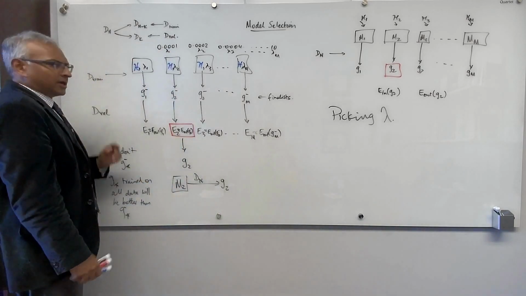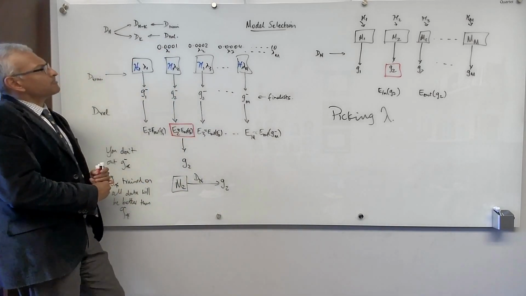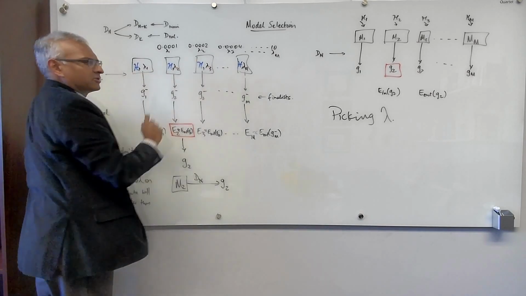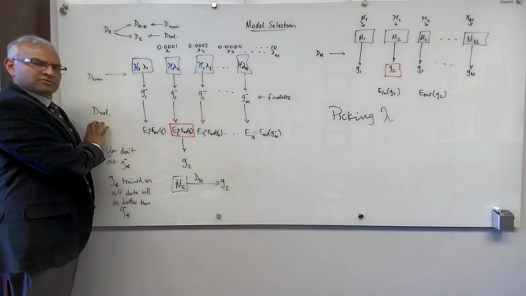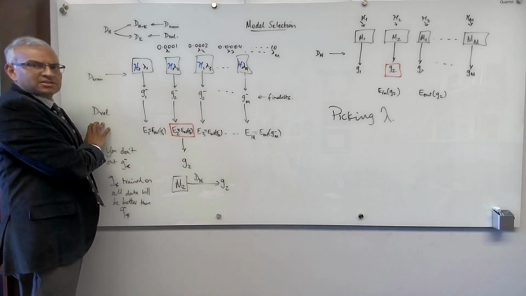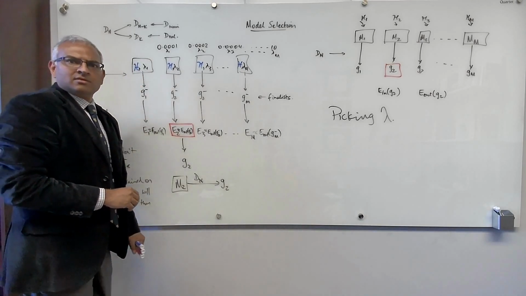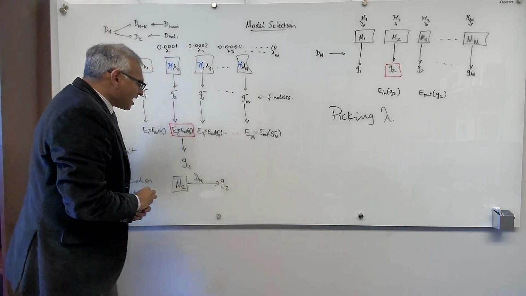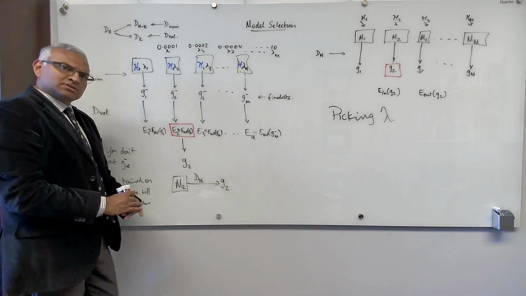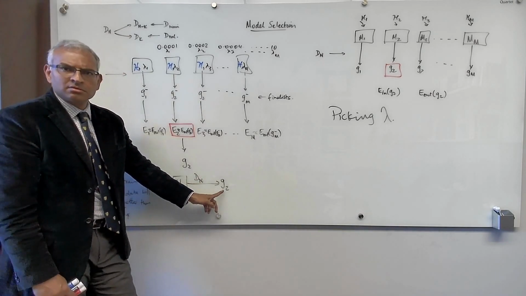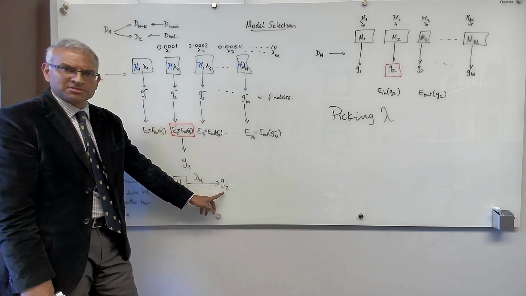So I train the models with each of their respective regularization parameters, then I validate them on the validation data. Okay, I get the validation errors, pick the model that gave me the best validation. Okay, and now it's an interesting question whether I should run the model on all the data to produce the final hypothesis.